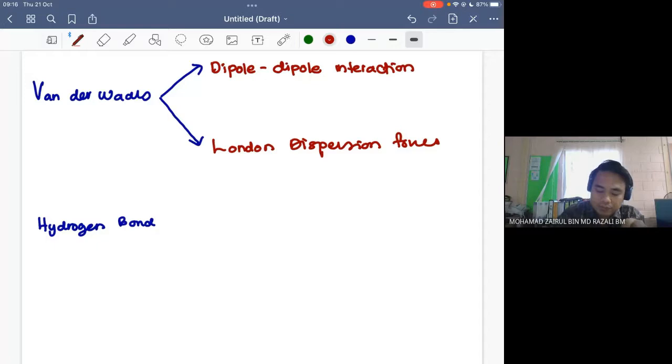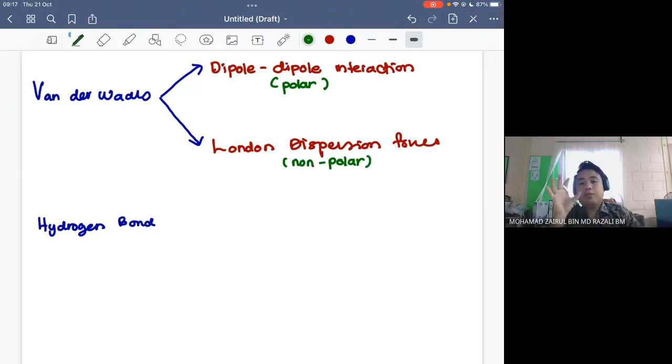Apa beza dia? Dipole ni kita jumpa molekul apa? Polar. Yes, betul. So dipole ni only for polar. Okay, polar molecule. London dispersion for non-polar. Okay, so dipole interaction, you need to know the factors that will affect lah. So for a polar molecule, and for the dipole interaction, the factor that will affect is the polarity of the molecule. The greater the polarity of the molecule, then the greater the dipole interaction.